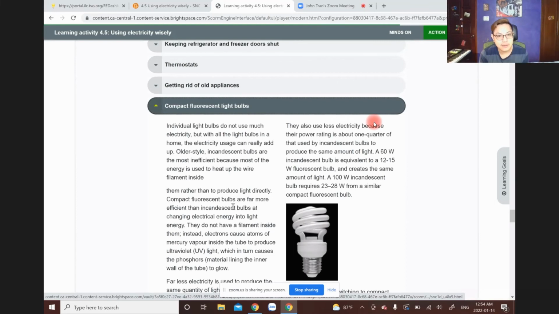All right. Now compact fluorescent light bulbs. These are energy saving light bulbs.